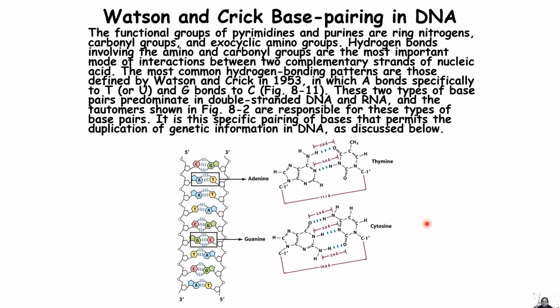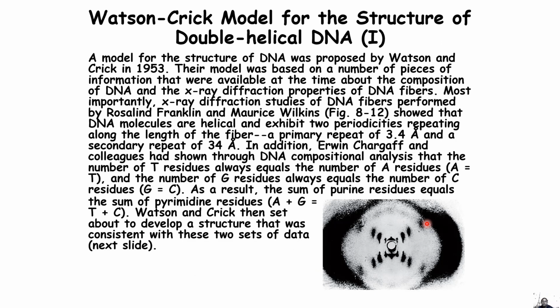Coming to the Watson and Crick base pairing, we started one of our first sessions with this topic, the Watson and Crick base pairing in DNA. The functional groups of pyrimidines and purines are ring nitrogens, carbonyl groups, and exocyclic amino groups. Hydrogen bonds involving the amino and the carbonyl groups are the most important mode of interaction between two complementary strands of nucleic acid. The most common hydrogen bonding patterns are thus defined by Watson and Crick, in which A bonds specifically to T and G bonds to C. These two types of base pairs predominate in double-stranded DNA and RNA, and the tautomers shown are responsible for these types of base pairs. It is this specific pairing of bases that permits the duplication of genetic information in DNA.